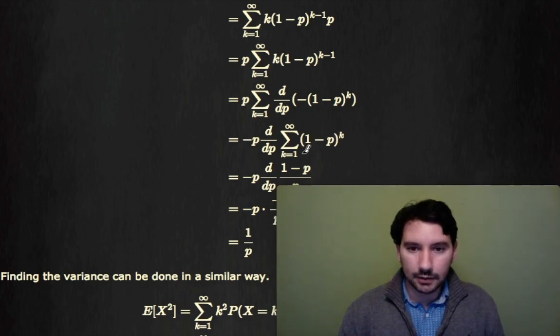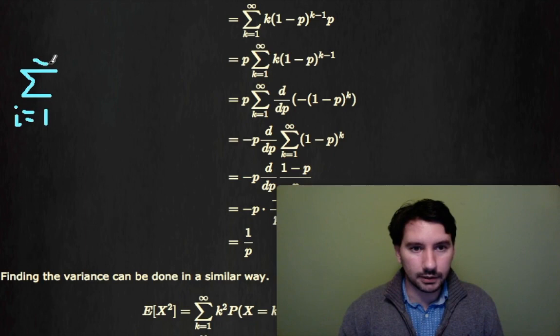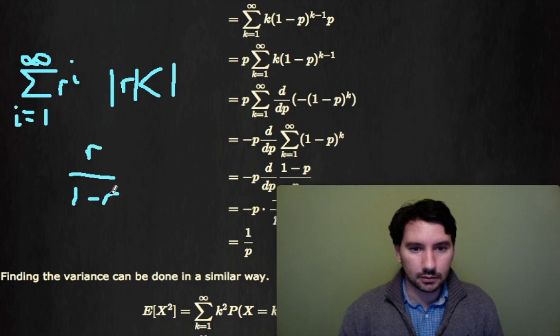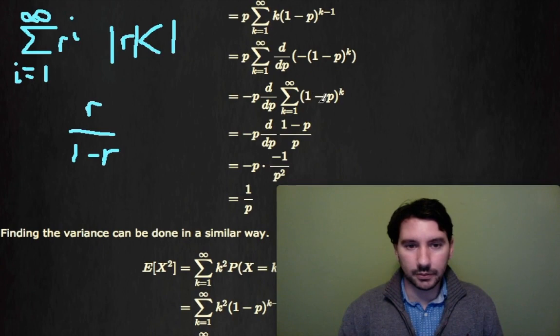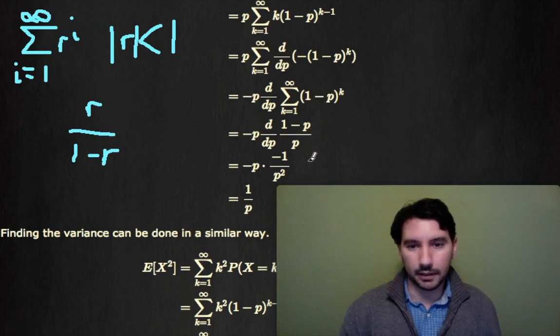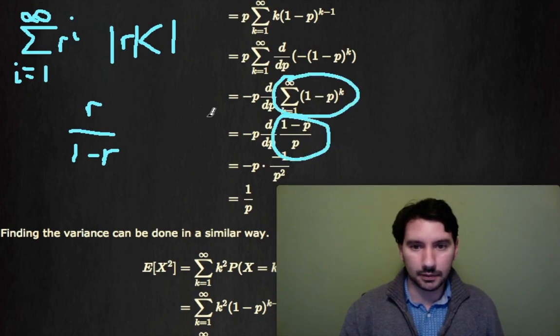And now we can sum (1 minus p) to the k. So this is a geometric series, like doing the sum from i equals 1 to infinity of r to the i, where here the absolute value of r is less than 1. And so we're going to have r over 1 minus r. In this case, r is 1 minus p, so we have (1 minus p) over (1 minus (1 minus p)), which is just p. So this sum is evaluated to this by using the geometric formula.